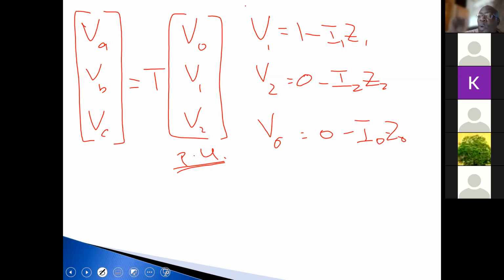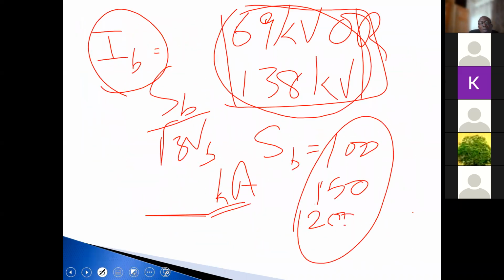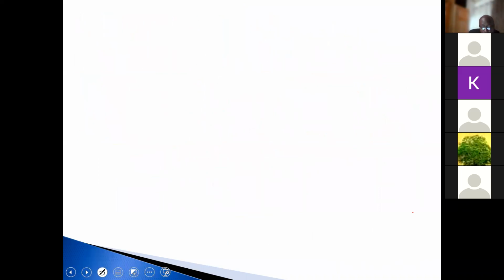Now that we have a double line fault, that's what we asked for, no? So it's now a double line to ground fault. What will change? What is it that will change? So it won't be in series, it will be in parallel. Thank you. So for the networks, we'll now have the same networks connected in parallel.